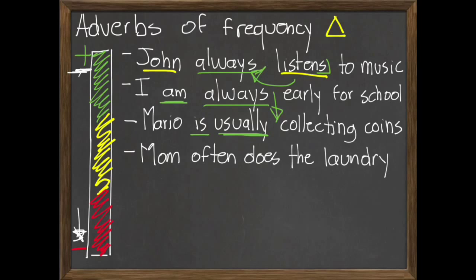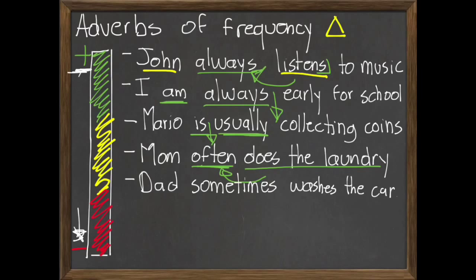My mom often does the laundry. Often is another adverb of frequency, and it is less often than usually. Here we used does the laundry as the action, and so the adverb of frequency is placed before the action. Dad sometimes washes the car. Here we have another adverb of frequency, sometimes, and washes the car is the action. So, sometimes goes before the action.